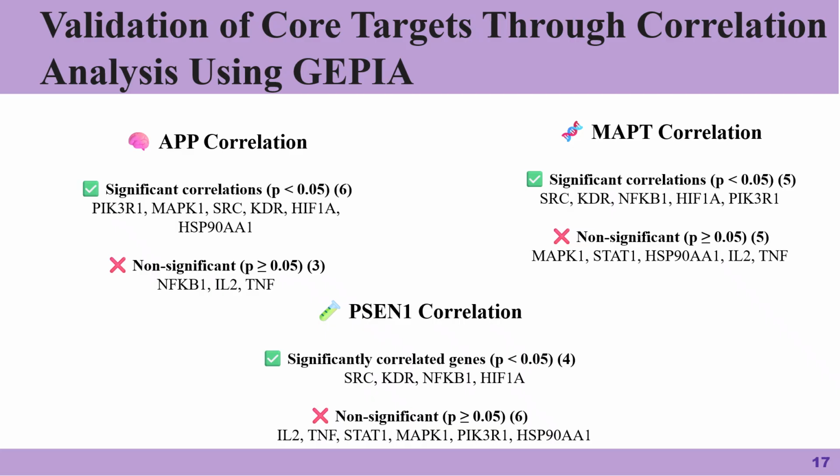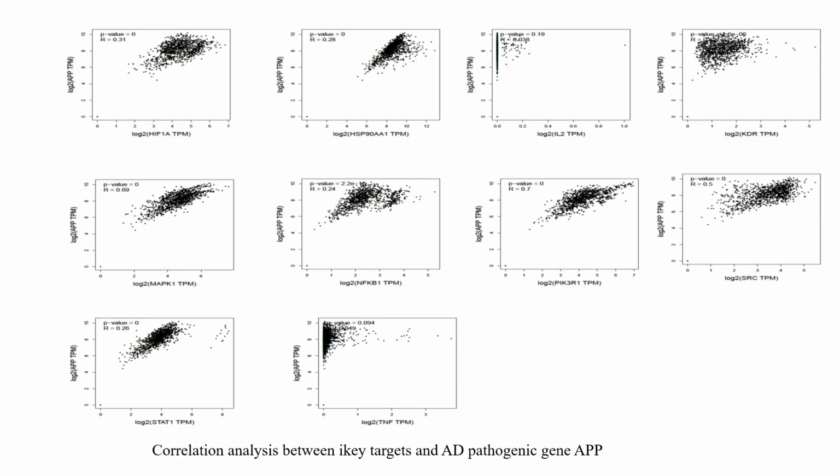Then we validated the results with the correlation of these genes. In the APP correlation, 6 hub genes were significantly correlated with APP, and 5 hub genes were correlated with MAPT, whereas 4 hub genes were correlated with PSEN1. These are the correlation analyses.